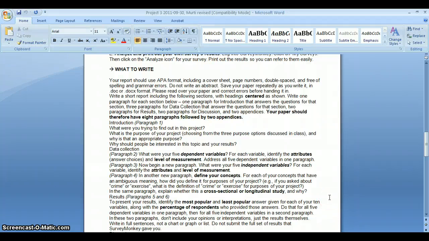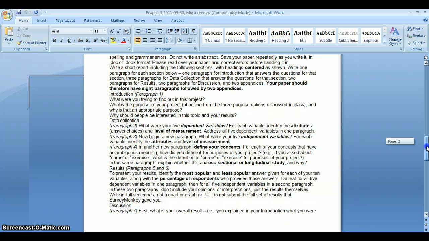Write one paragraph for each section, one paragraph for the introduction that answers the questions for that section, 3 paragraphs for data collection that answer the questions for that section, 2 paragraphs for results, 2 paragraphs for discussion, and 2 appendices which are explained below. And so your paper should therefore have 8 paragraphs followed by 2 appendices. Let's break that down. We already looked at the introduction.